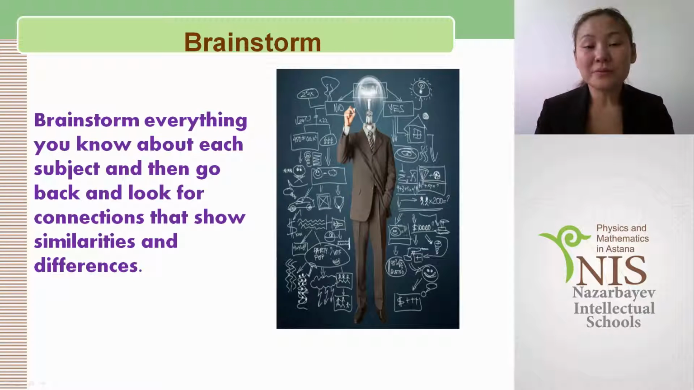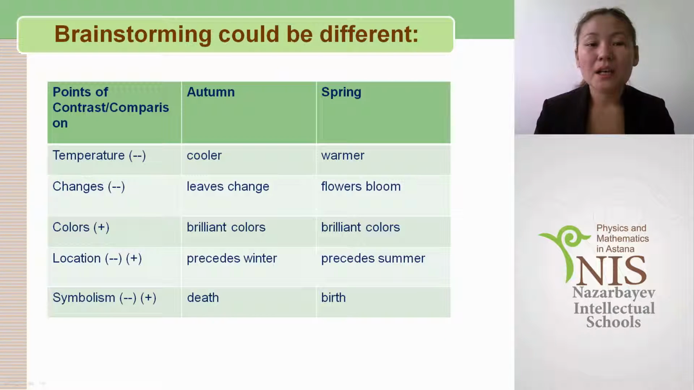Now, I hope you have the whole list of brainstorming ideas about autumn and spring. Let me share my template with you. I decided to make a brainstorming in a different way. I decided to make a table. Look at it now. So, points of contrast and comparison, and we have autumn and spring in here. So the main points are temperature, changes, colors, location, and symbolism.